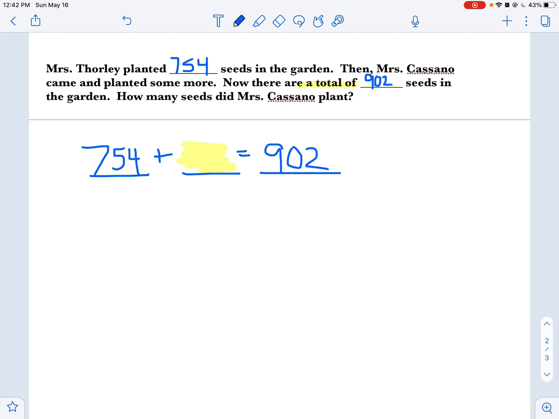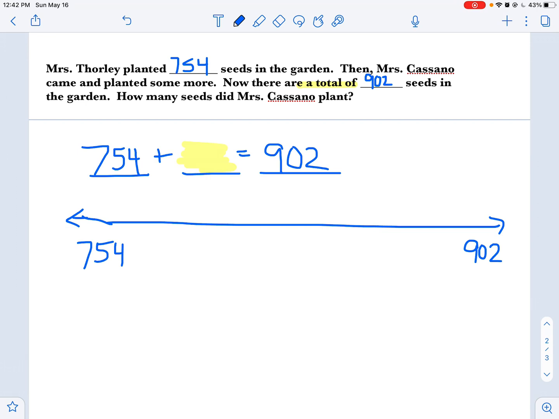So in order to figure out how many seeds Mrs. Casano plants, you're either going to do 754 and count up to 902, which is a counting up strategy for solving a subtraction problem, right? So you can use a number line where you go from 754 and count up to 902, okay? Or you can solve it by doing subtraction, 902 minus 754, and that will give you how many seeds Mrs. Casano has planted, okay? So think about, when you read the sample problems that you get to solve, think about what numbers would make sense. Make sure that you get the correct numbers in the correct spots that match your question that you're asking.